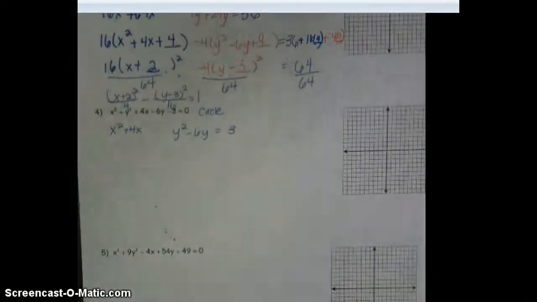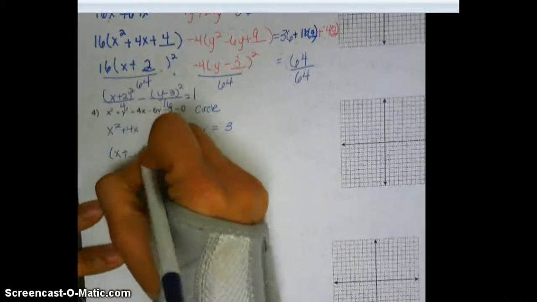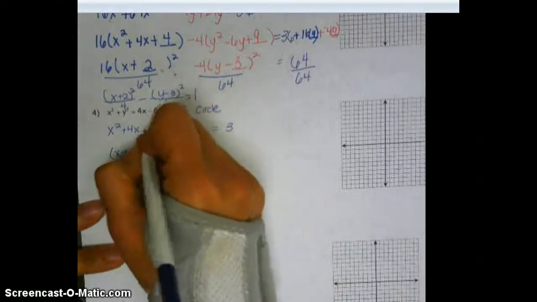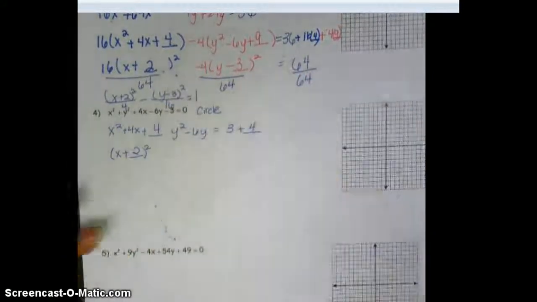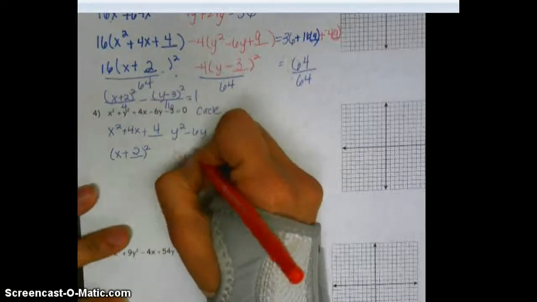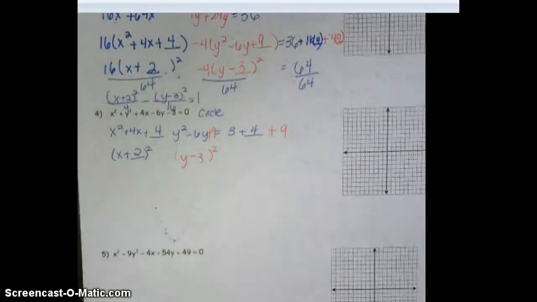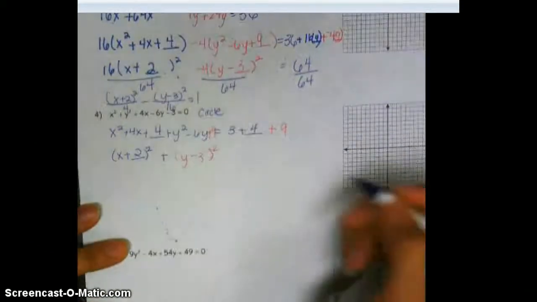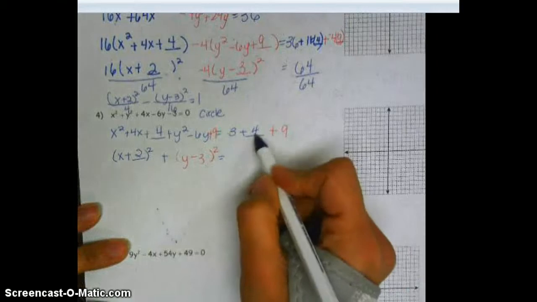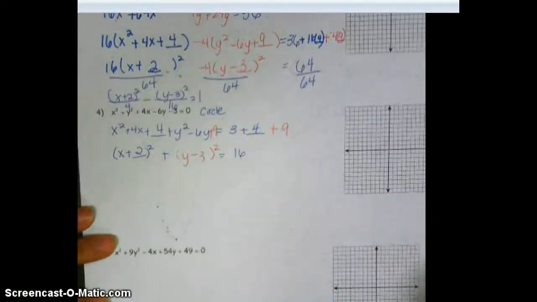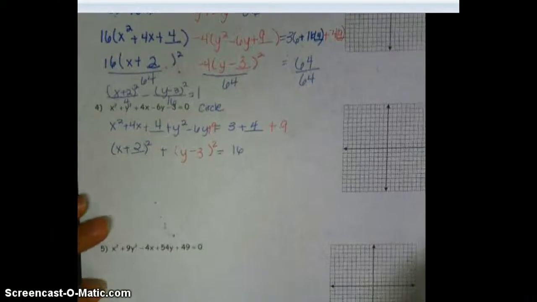All right, so now we're ready to complete the square on the x's and then on the y's. To figure out what number I have to add here, we're going to take half, square it, and this time we don't have a multiplier to worry about. And on the other side, we take half, square it, and so we know what number to add to the other side. Okay, so cleaning up this side, I have 3 plus 4 plus 9 equals 16. And that actually completes everything that we need for a circle. So go ahead and graph it and check your work.